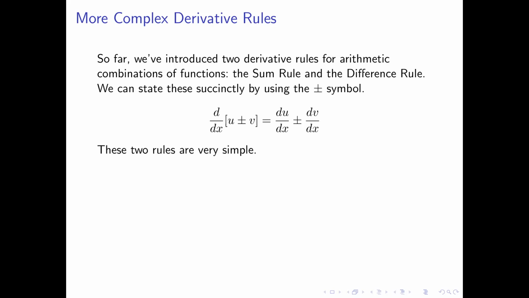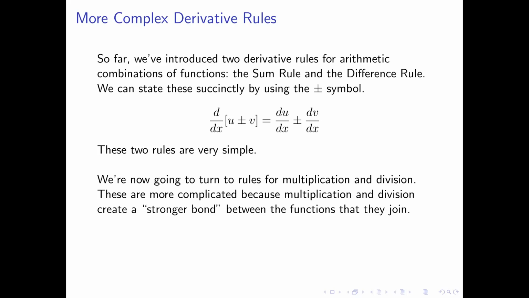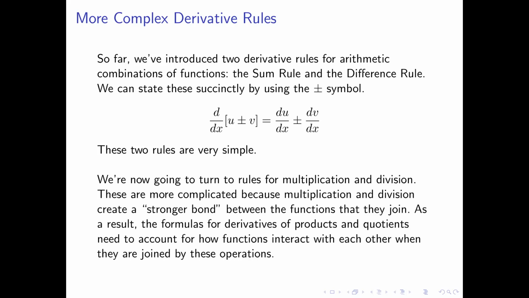So that's a very simple rule. If you can find the derivatives of the parts, it's easy then to put them together to get the derivative of the whole using the exact same operation, addition or subtraction. We're turning now to rules for multiplication, and then after that we'll look at division. These are more complicated, and a quick explanation of why is that multiplication and division create a stronger bond between the functions that they join. When you take the derivative of a product or a quotient, you need to account for how that operation causes the functions to interact. The interaction is more complicated with multiplication and division than with addition or subtraction. Hence, the derivative formulas are more complicated.